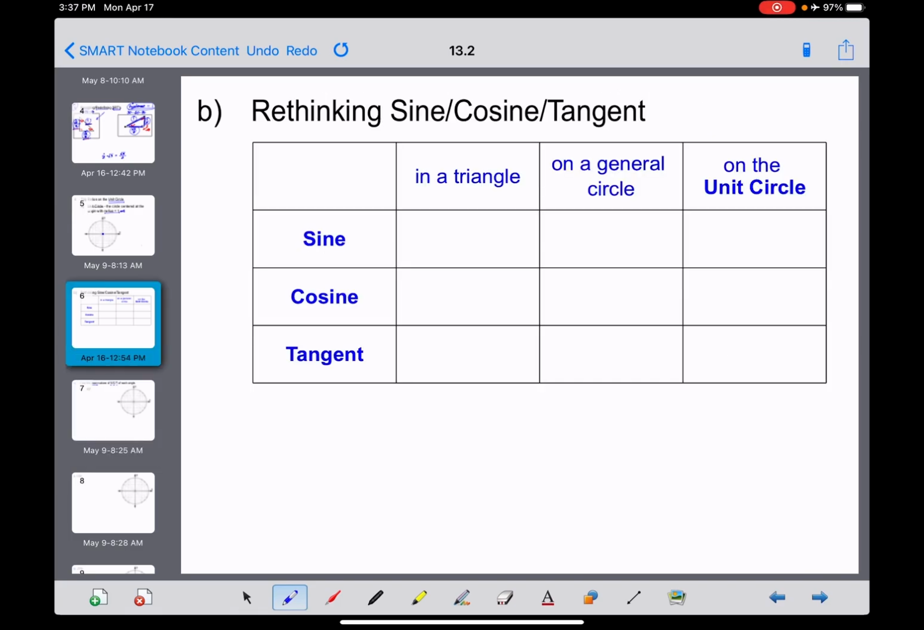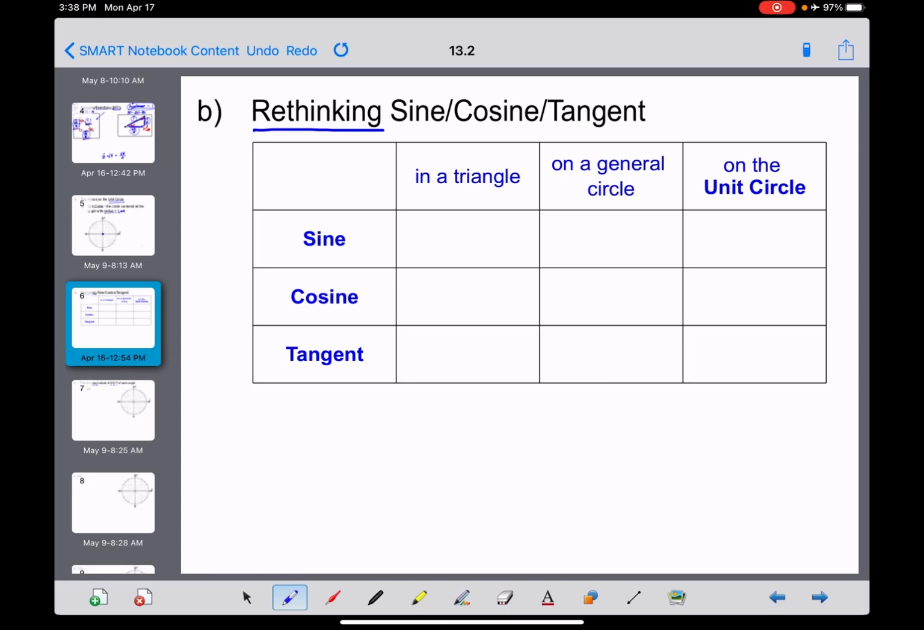But before I do that, we're going to make this table right here. We are going to rethink and in a way redefine sine and cosine and tangent. Now again, this is not going to change or contradict anything that you guys have learned a year ago in geometry or just a couple of days ago in section 13.1, but it is going to enhance that. It is going to modify that just a little bit.